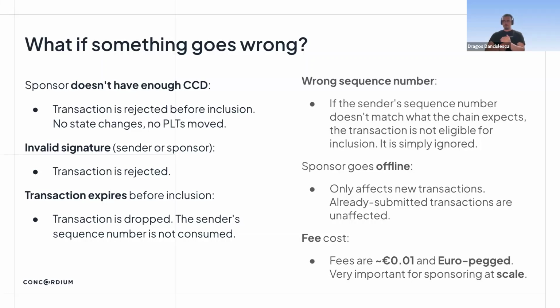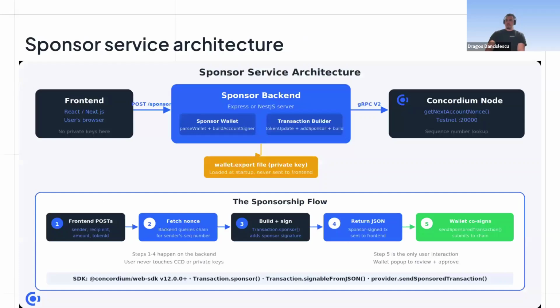If the sponsor goes offline, this will only affect new transactions, but the ones that were already submitted are unaffected. Fee costs, as we've mentioned before, are just 1 cent, pegged to the euro. Now we'll have a look at the dApp that's using a sponsor service, and let's discuss the architecture a little bit before that. What we have here is just a very simple sponsor backend.